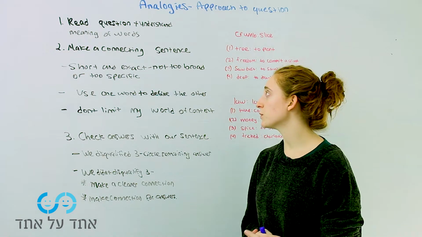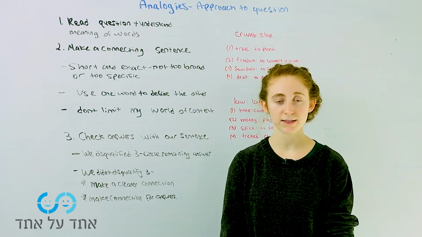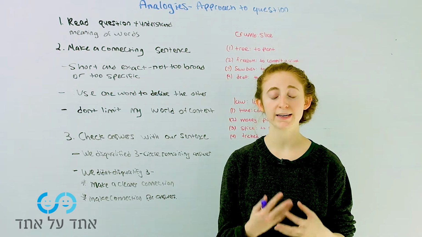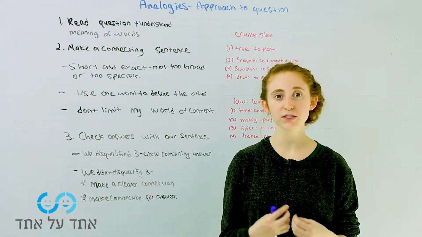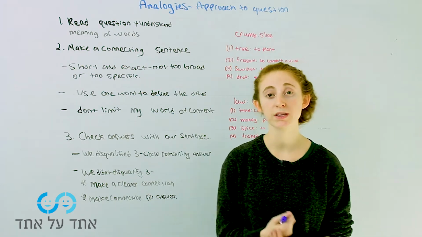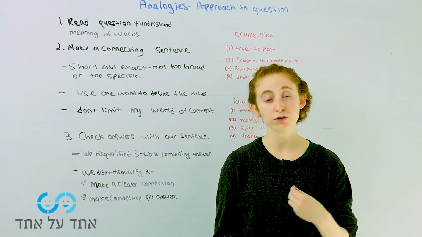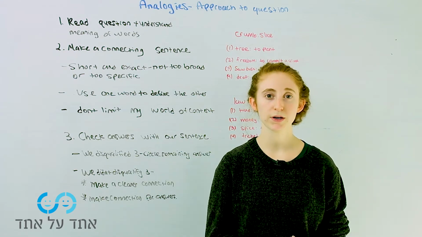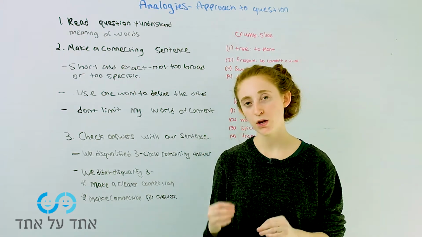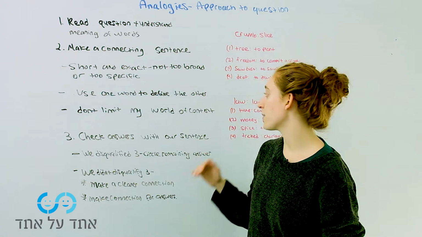The next thing that I'm going to want to do is to make a connecting sentence. Once I've understood the meaning of my words, I want to make a connecting sentence. We talked about the importance of practicing this, how it's very, very important to create an exact sentence. We talked about the components of the sentence. Basically what I'm trying to do is define one word using the other. Imagine as if someone doesn't know the second word and you're trying to explain it to him using the first word. It needs to be short and exact, not too broad, not too specific, don't tell a story, make it objective. And don't limit my world of content.